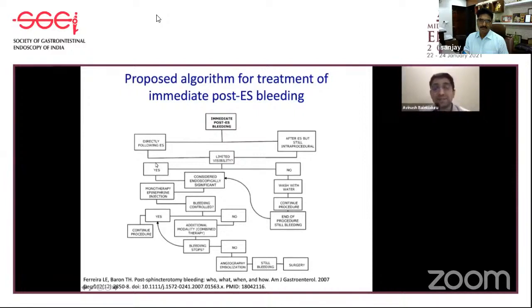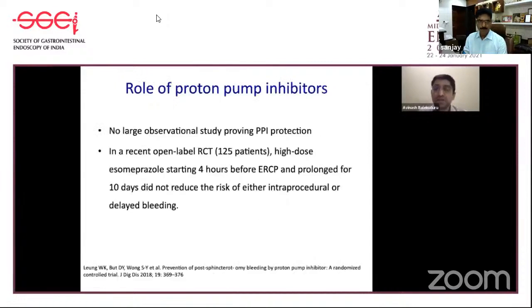If the visibility is poor and we find that the bleed is significant, then we inject, and if the bleed is controlled, we continue the procedure. If the bleed is not controlled, we add another endotherapy, a dual modality of treatment, where we try to put a clip or a heater probe. Then we abort the procedure, and 48 hours later we can redo it, or if the person continues to bleed, we may have to go for angiography, embolization or surgery.